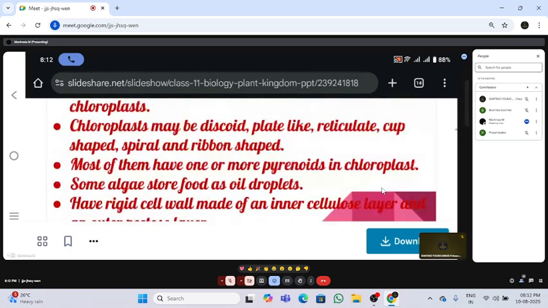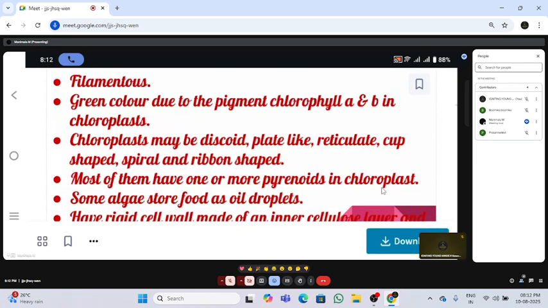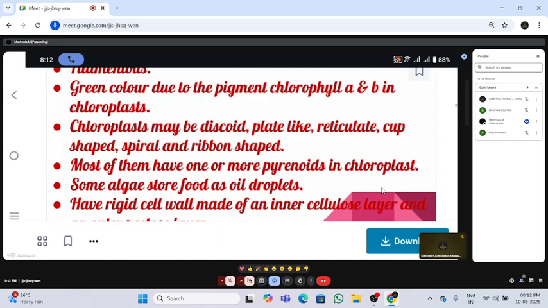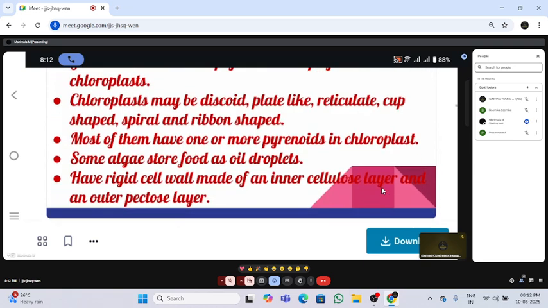More amount of chlorophyll A and B pigment is present here. And the cell wall is made up of cellulose and pectin. And the chloroplast has different shapes, like discoid, plate-like, ribbon-like, cup-shaped, and spiral. We are able to see different shapes of chloroplast.